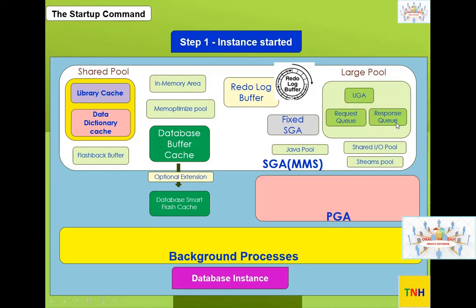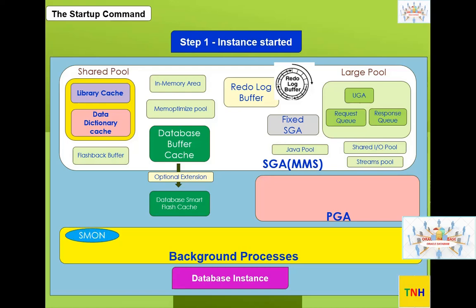And the request queue and response queue, again, those are for shared server, and we are going to have more optional areas: shared IO pool, streams pool, likewise. So those are the main components, the compulsory ones and optional ones within this SGA.